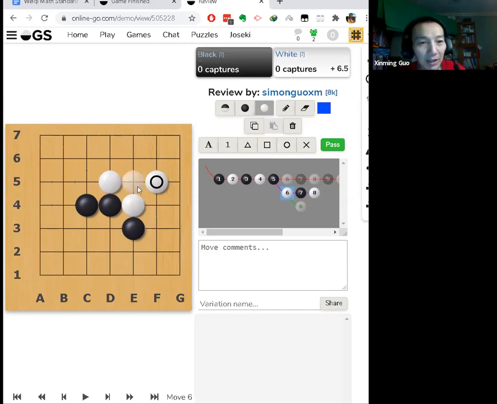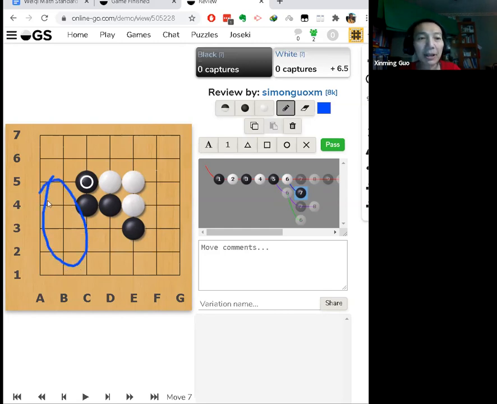And sometimes connection is good. Sometimes tiger mouth is good. It depends on the situation. In this situation, sometimes I don't know which one is better. So I think both are acceptable. Connect is acceptable, and this one is acceptable. Also another reasonable move for black. This one is also reasonable. You play a chang and there's no cutting point and you get more territory in this area.